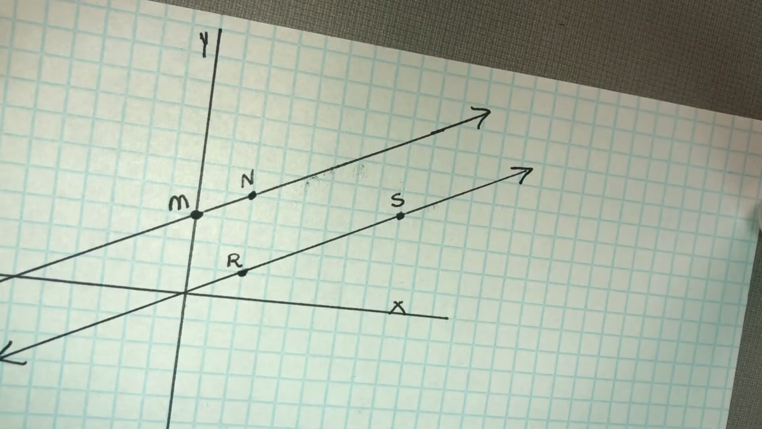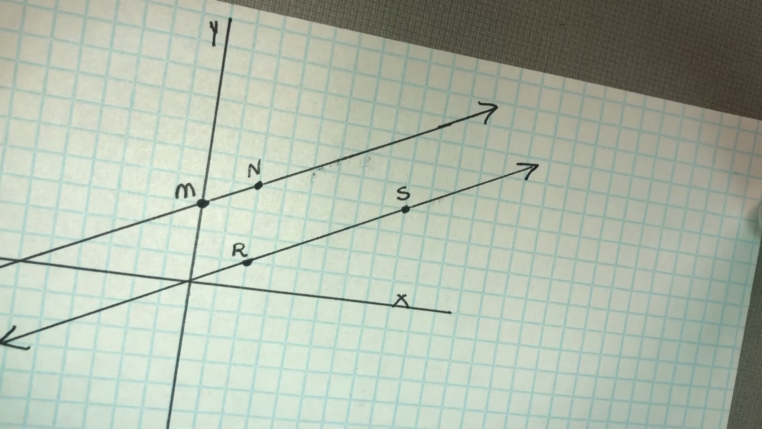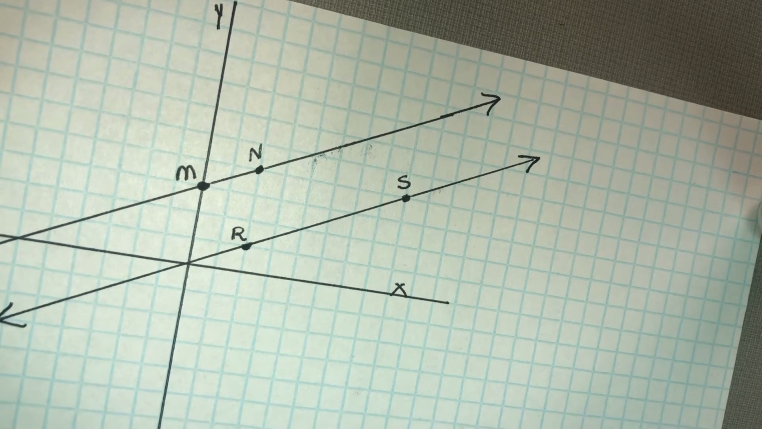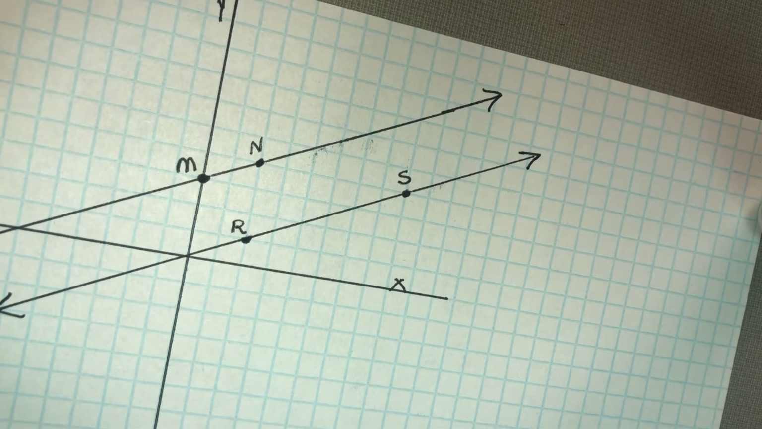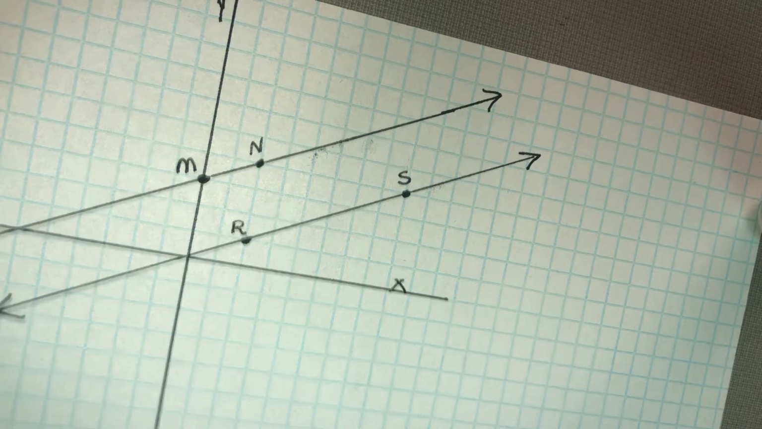Okay, so now if you were to just eyeball these 2 lines, what do you think? Do they look parallel, perpendicular, or neither? Do they look like they have the same slope, opposite reciprocal slopes, or neither of those?